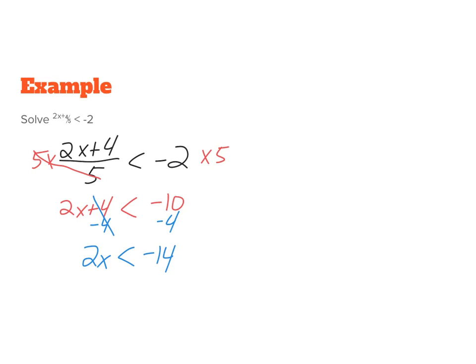And then finally, to get rid of the 2, right now it's being multiplied by x, so to get rid of it, I need to divide by 2. If I divide the left by 2, I need to divide the right by 2 as well. On the left, the 2's cancel, leaving just x. Again, I divided by a positive number, so the inequality stays less than. Negative 14 divided by 2 is negative 7, so my final answer is x is less than negative 7.